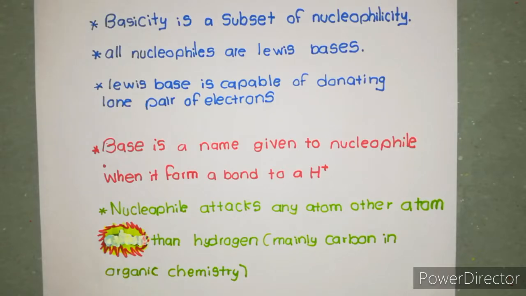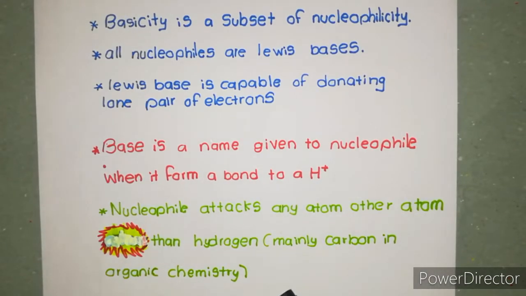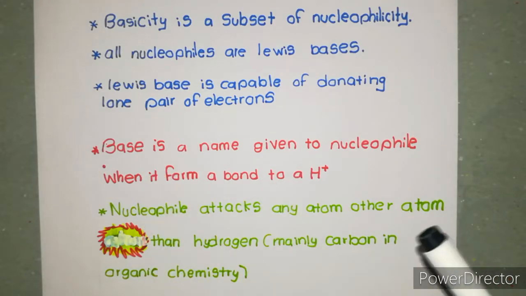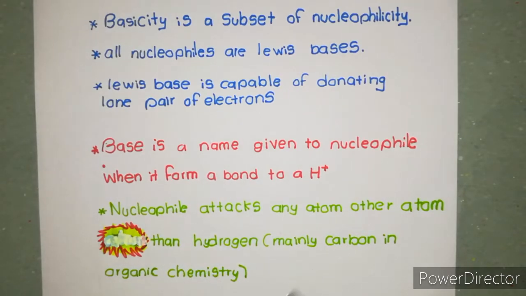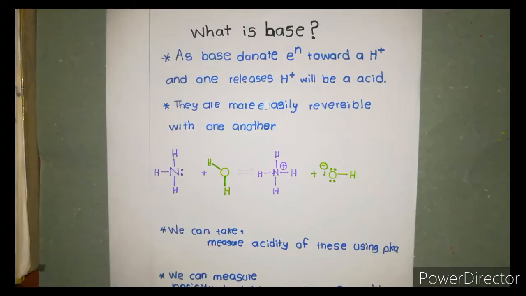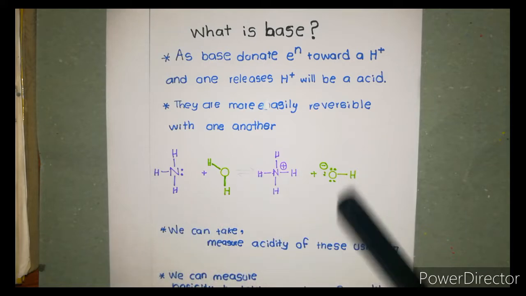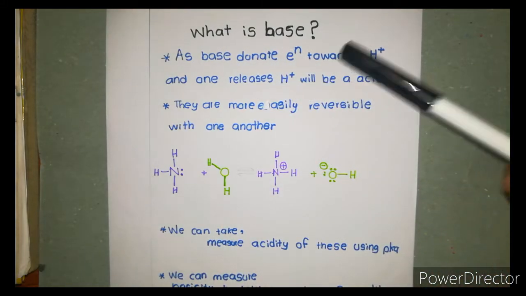So, a nucleophile is referred to as a substance which attacks any atom other than a hydrogen. That means if that lone pair of electrons is donated towards another atom rather than the hydrogen, because we mentioned that bases are the ones that donate their lone pair of electrons towards the H+. Other than the H+, if that nucleophile is donating its lone pair of electrons toward another atom, those are known as nucleophiles.